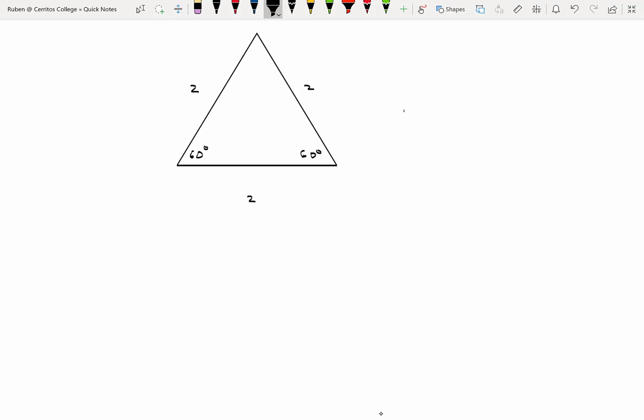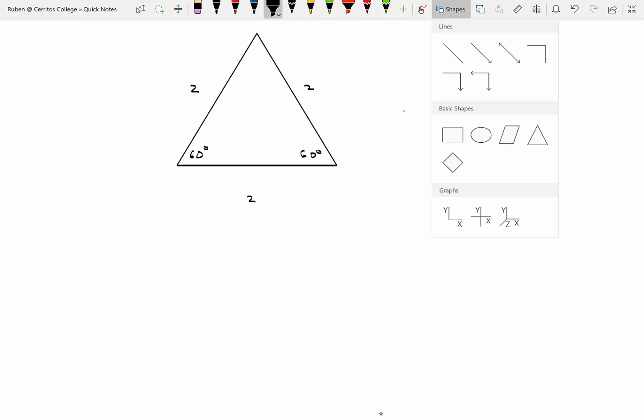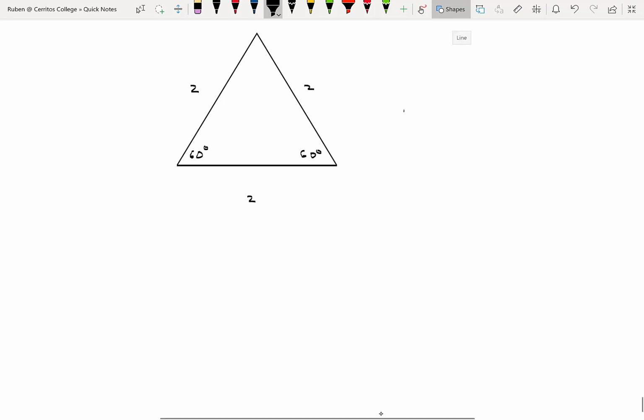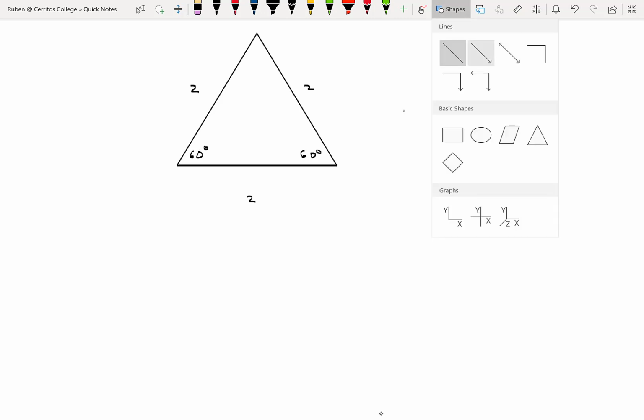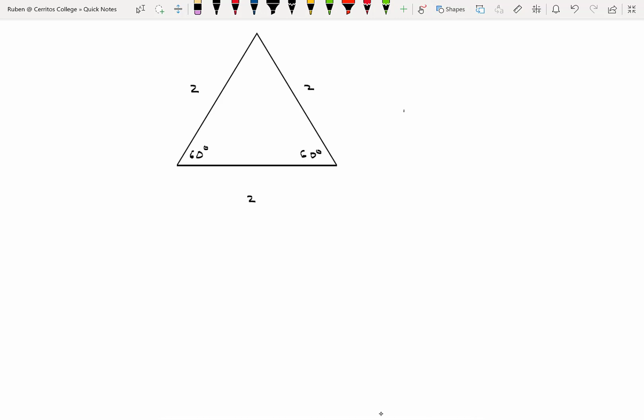Okay, now before I draw in that last angle up top, what I want to do is slice this equilateral triangle in half by dropping a perpendicular bisector from the upper vertex down to the horizontal side. Let's see if my service will allow me to do that today. Cool. Okay, so I've dropped the perpendicular bisector from the upper vertex to the horizontal side.